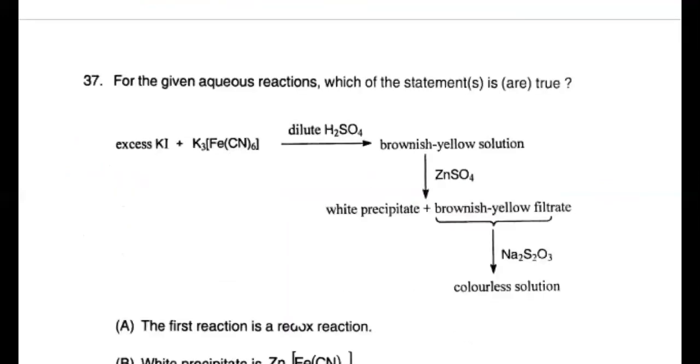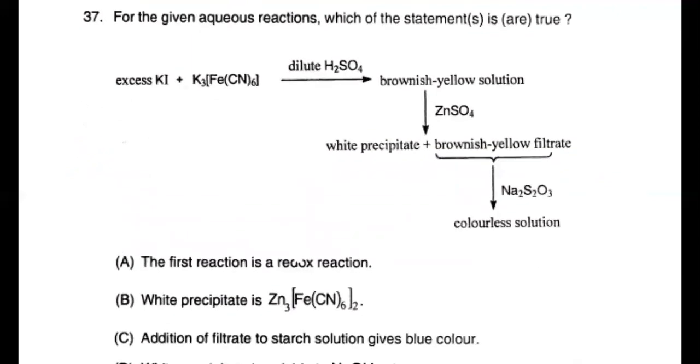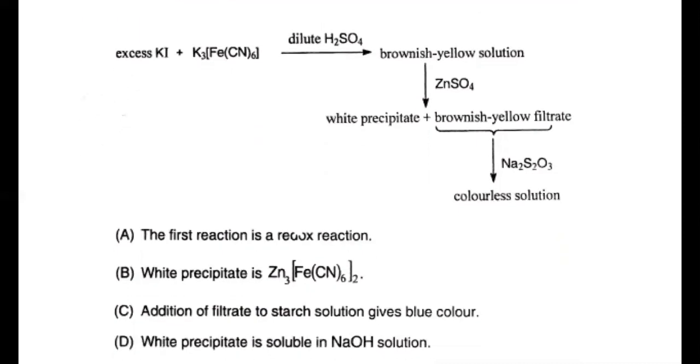Move to next question. Question number 37. For the given aqueous reaction, which of the following statements is true? We have treated KI in excess with K3[Fe(CN)6] in the presence of dilute H2SO4, and we got a brownish yellow solution. Then we treated it with zinc sulfate, we got a white precipitate and a brownish yellow filtrate, which was further treated with Na2S2O3, and we got a colorless solution.